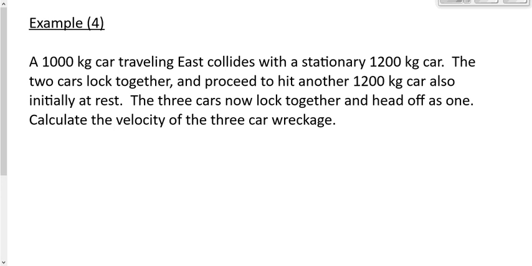We are also missing a little bit of data on this. It should say a 1,000 kilogram car traveling east at 20 meters per second collides with a stationary 1,200 kilogram car. They lock together, then they hit another 1,200 kilogram car at rest. They have 3 cars now locked together and head off as one. I call this a progressive collision.